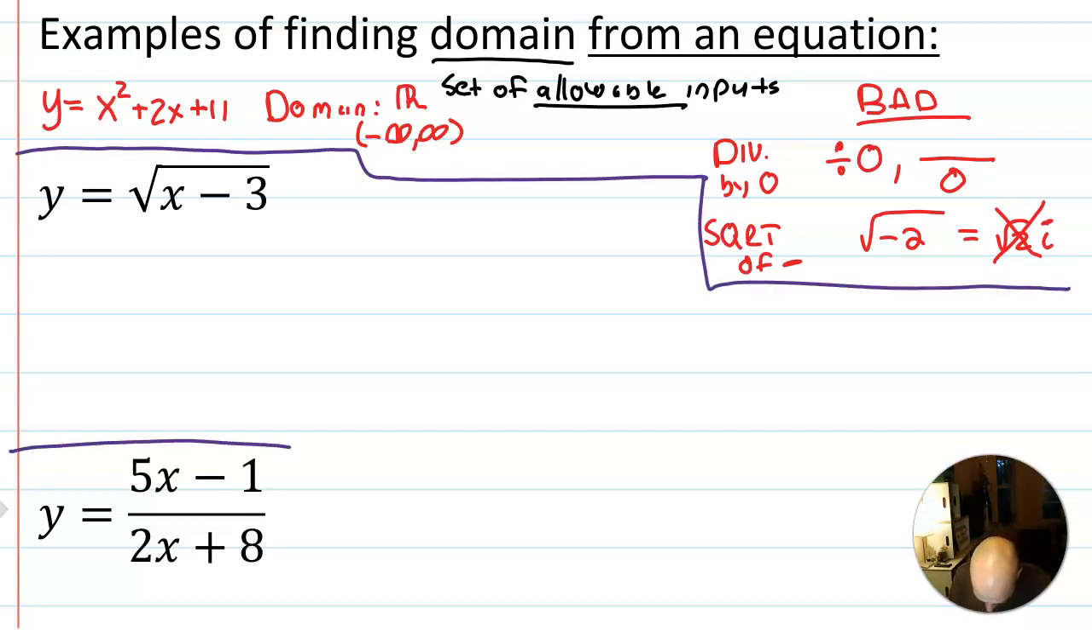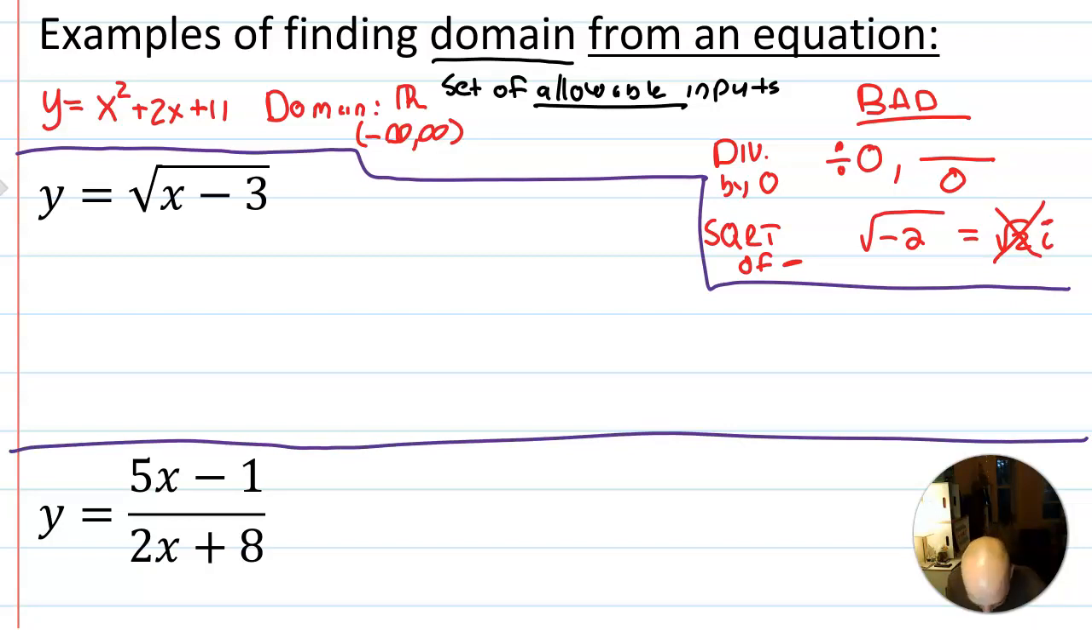Let's look at y equals the square root of x minus 3. Now, what are we trying to avoid here? Well, we're probably trying to avoid the square root of a negative. So what we're going to do is actually write an inequality where we set the inside of the square root greater than or equal to 0.